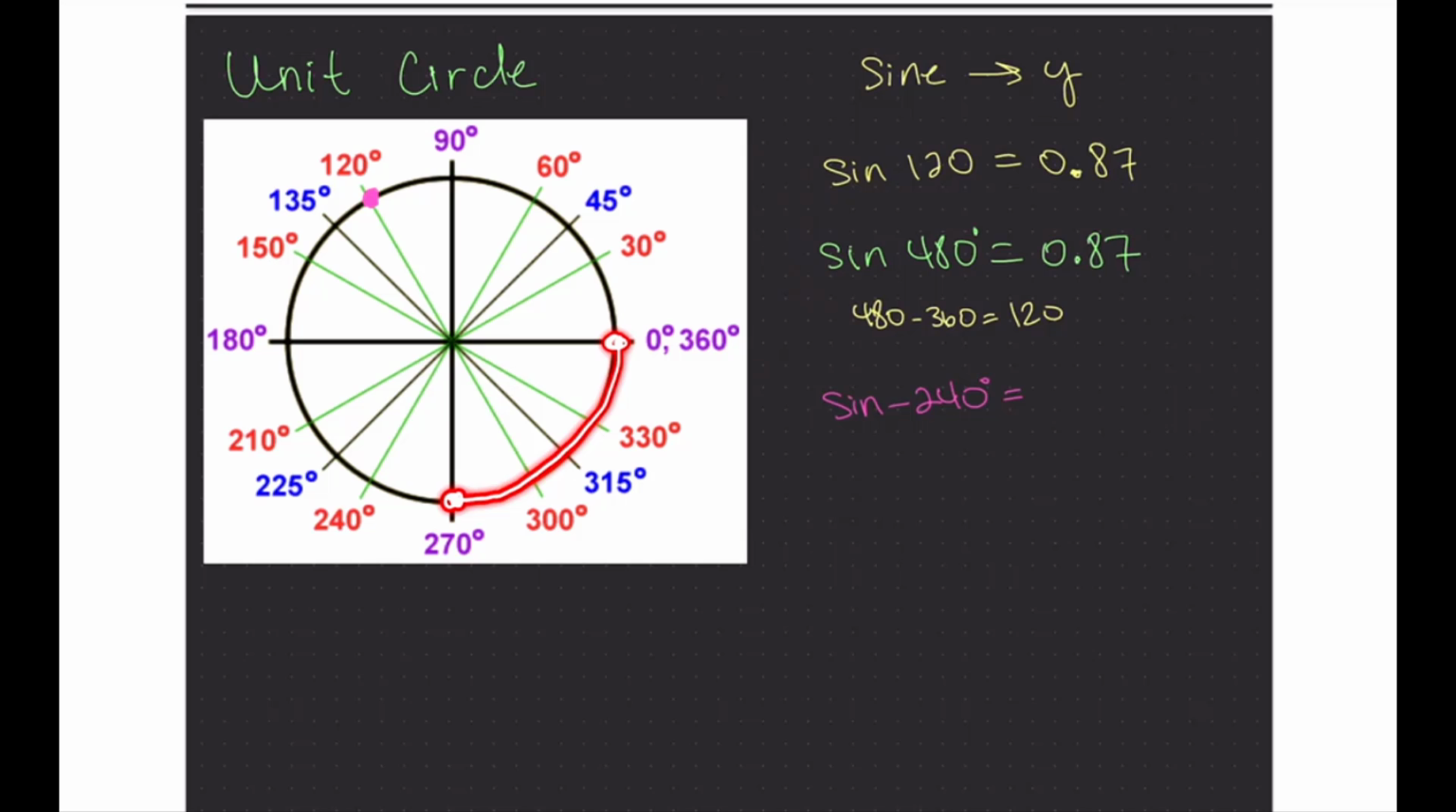Negative 90 degrees, right? If I start at 0 and I go this way, this would be negative 180, right? If I went all the way around to here, that would be now negative 270. And if I went from here going all the way around this way, that would be negative 360, right? So we need to figure out negative 240.